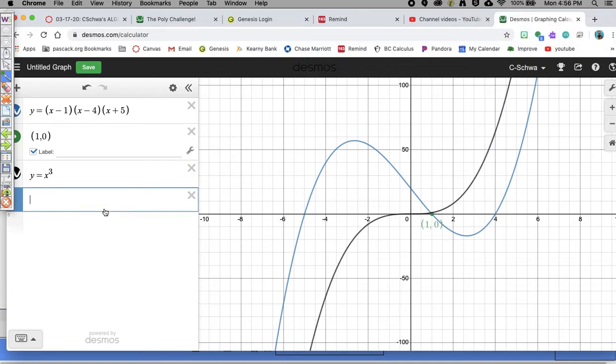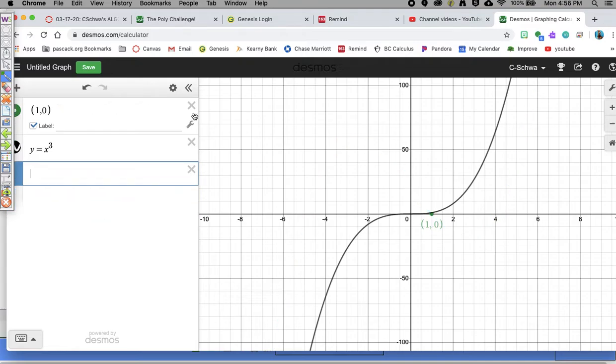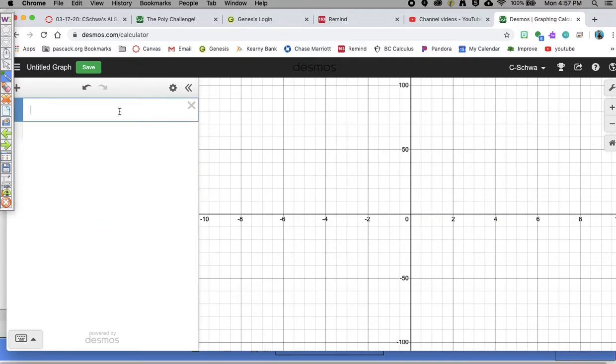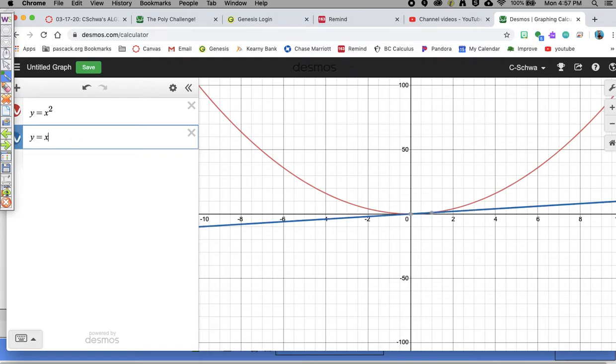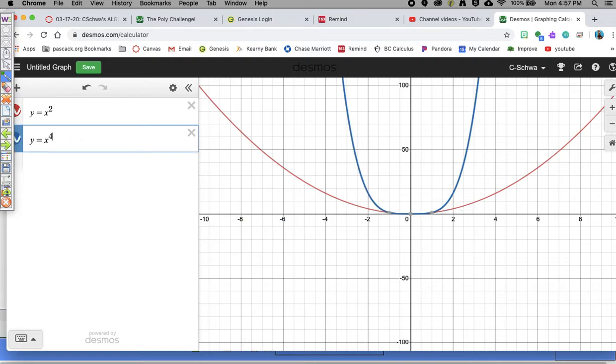Another one that I'm going to show you guys is a quartic function. If you do y equals x to the 4th power, if you did y equals x squared, it would be a parabola, right? So if I did y equals x squared, you would have this parabola. It's super wide. But if I did y equals x to the 4th power, and you were to do a table of values, you'll notice that it's a much skinnier parabola.